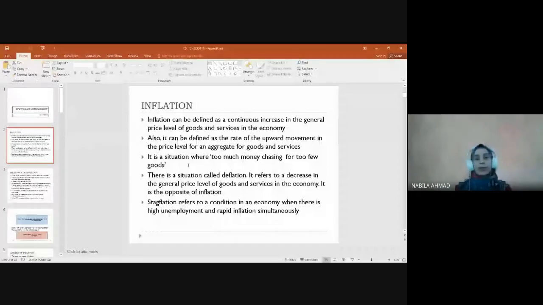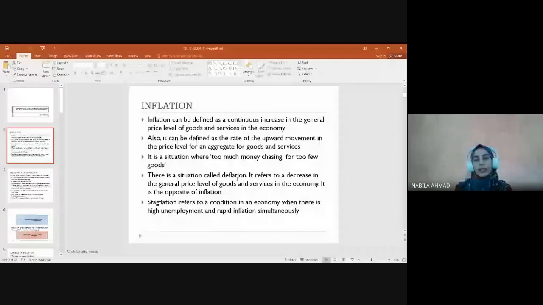There is a situation called deflation. Deflation refers to a decrease in the general price level of goods and services in the economy, and it is the opposite of inflation. Stagflation tu apa? It refers to a condition in an economy where there is high unemployment and rapid inflation simultaneously. So masalah kegawatan ekonomi dan juga inflation kita panggil sebagai stagflation. Right? Okay. So macam mana kita nak measure inflation?